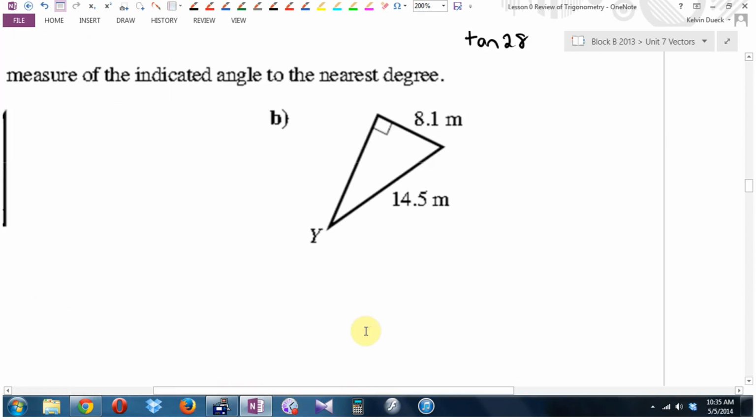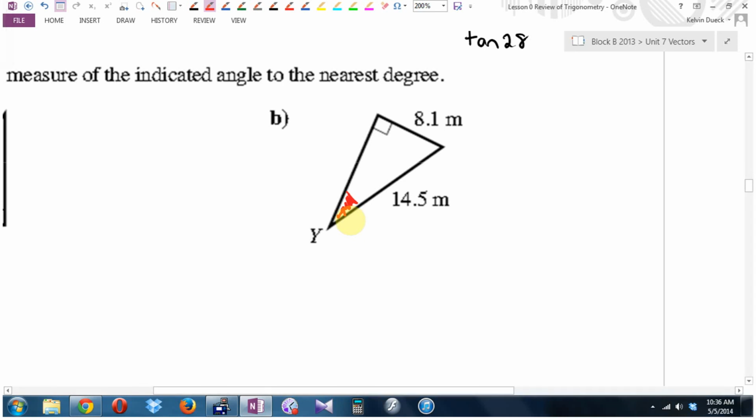Next one. What angle are they asking me to find here? Because I asked you to. What angle are they asking me to find here? Y. Because I asked you to. Really? You walked right into that one. Angle Y, you say? Dom.